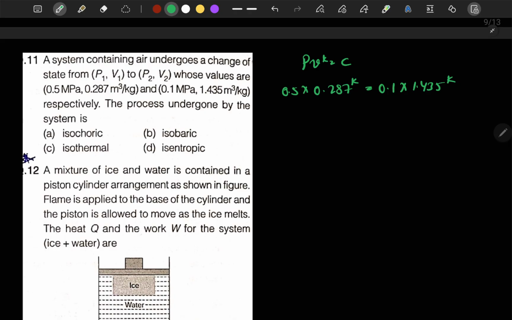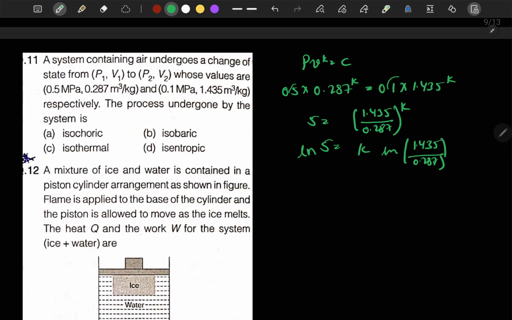So what we can do here, we can remove this. So 5 is equal to 1.435 divided by 0.287 to the power k, and we can take the total log. So we can also take ln of 5 is equal to k times ln of 1.435 divided by 0.287. Okay, so we will solve this value.